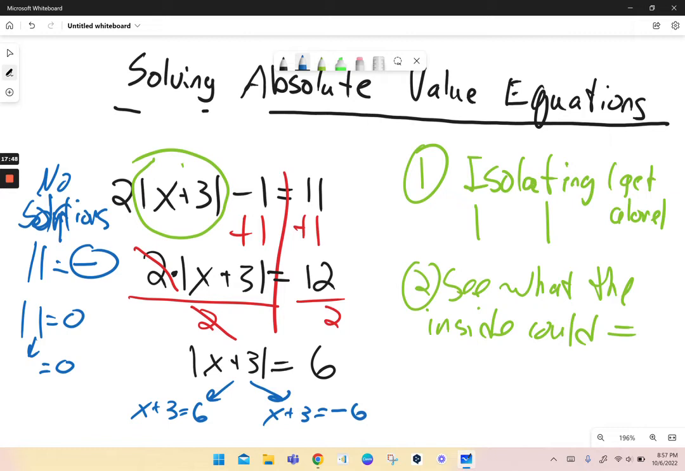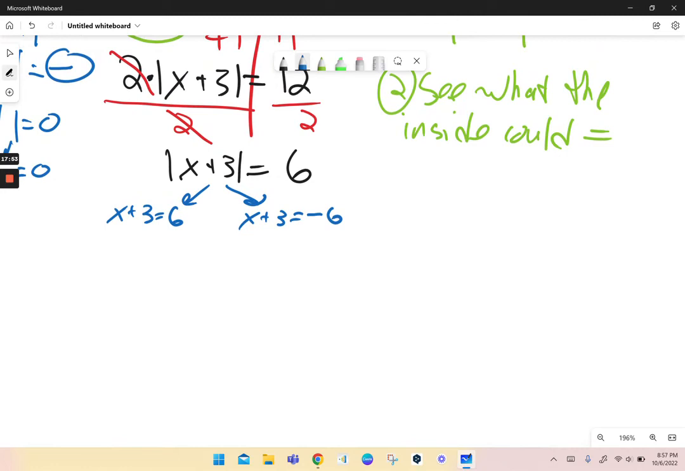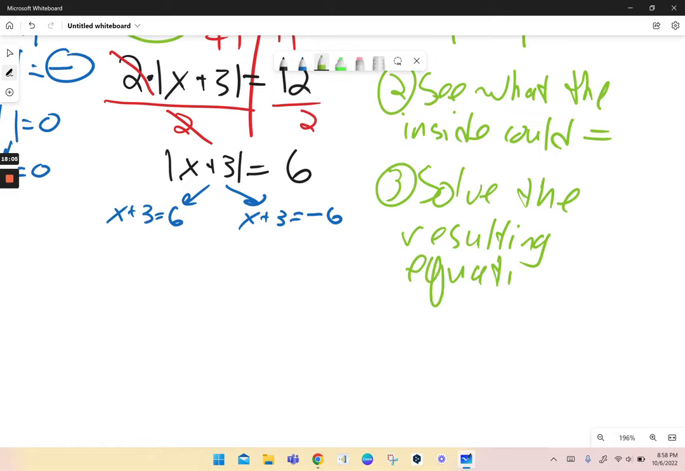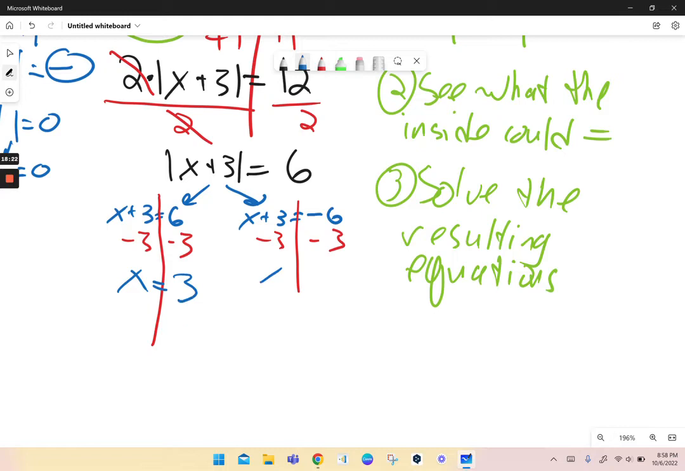So let's go ahead and solve these. Step 3 is going to be solve the leftover equation, the resulting equation. I guess they're going to be equations usually. And let's go ahead and do that here. We are going to subtract 3 on both sides. We'll do that on both of these at the same time. We're going to go ahead and solve both at once. I find it a little easier. X equals, 6 minus 3 is 3. Negative 6 minus 3 is negative 9. And so those are the 2 answers. X could be 3 or X could be negative 9.